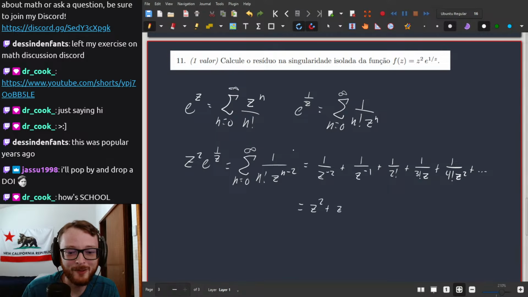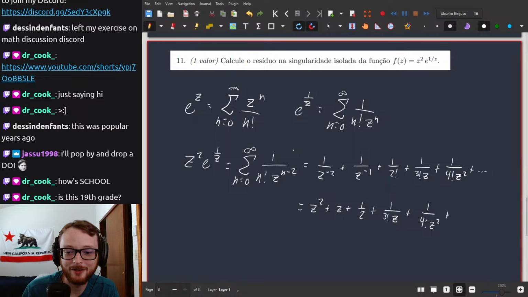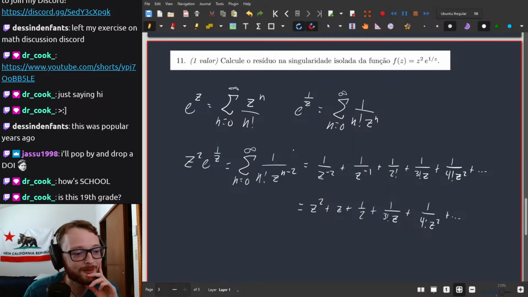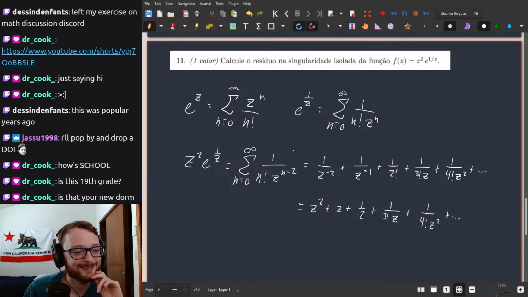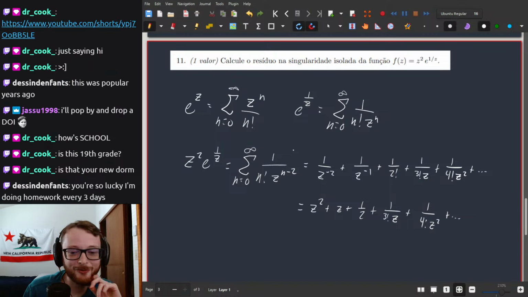This is my last week as a free person. Got orientation on Monday, then class on Wednesday. Is this 19th grade? This is my studio apartment that is close to campus, but not on campus.